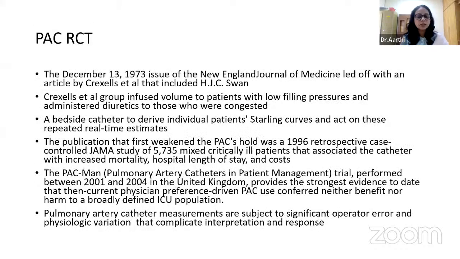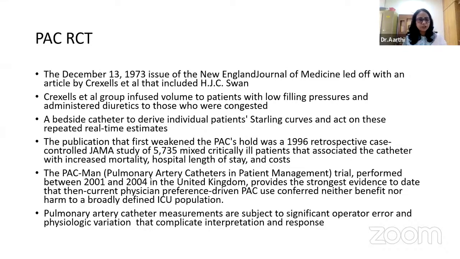So coming to certain insights about studies based on the PACs. The first study was done in 1973, published by Krexel, where they infused volumes to patients with low filling pressures and administered diuretics to those patients whose pulmonary artery wedge pressures were on the higher side. So they were able to reproduce the Frank-Starling curve and act upon these repeated real-time estimates, and the pulmonary artery catheters came into clinical practice, where anesthetists and critical care physicians were using more and more PACs.